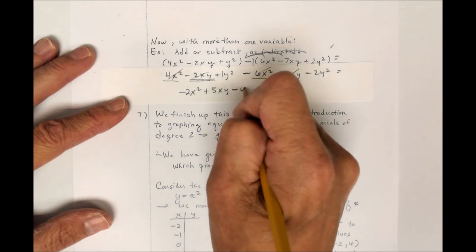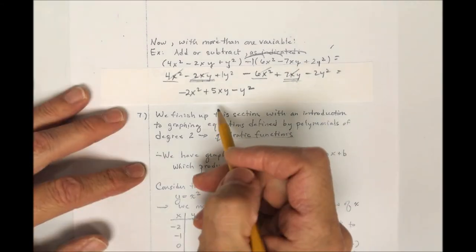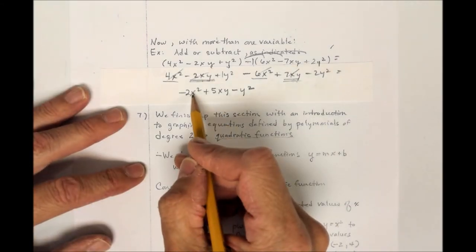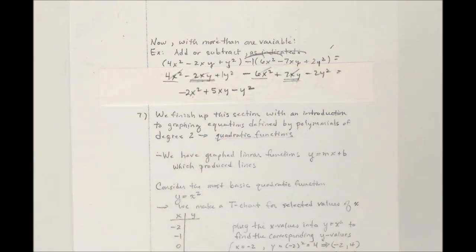Now, if you're wondering, how do you do the degree in descending order? Well, you'd have to pick a variable. So with respect to x, it's in descending order. There's two x's, there's one x, there's no x's. So you'd have to play it out that way.